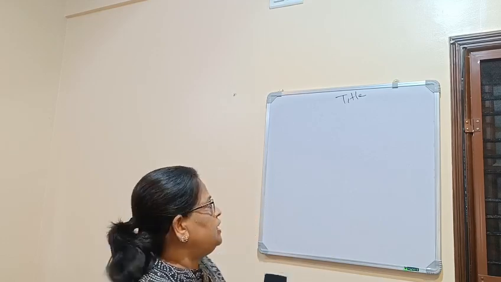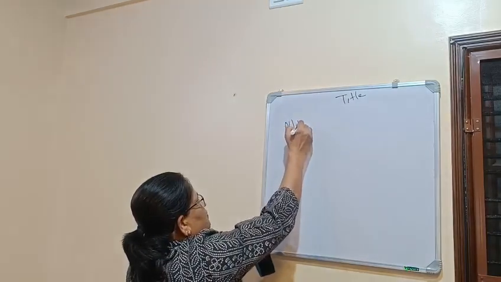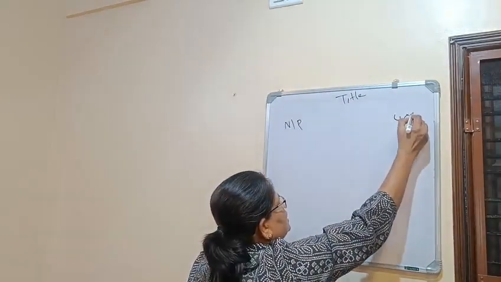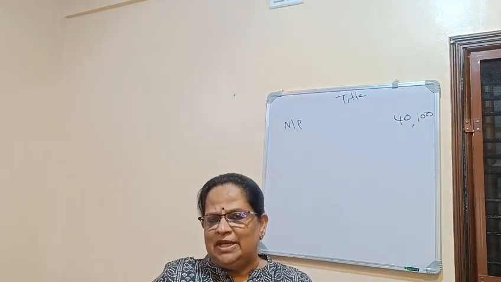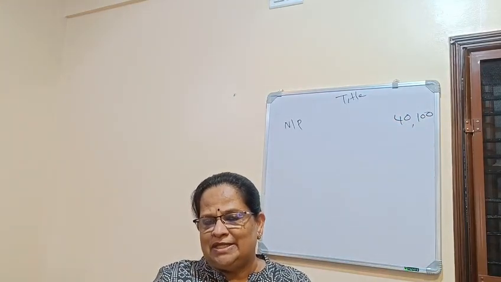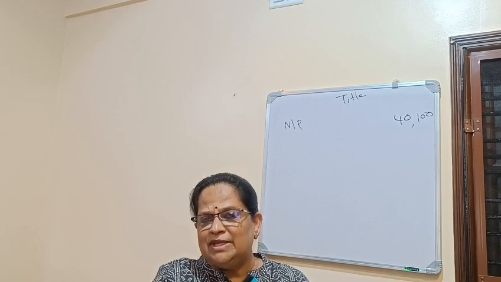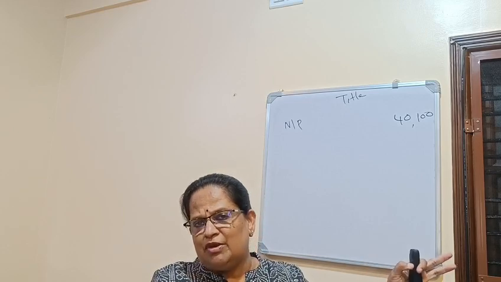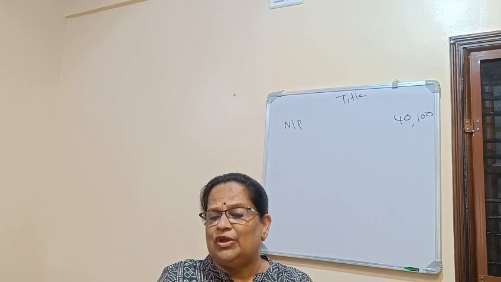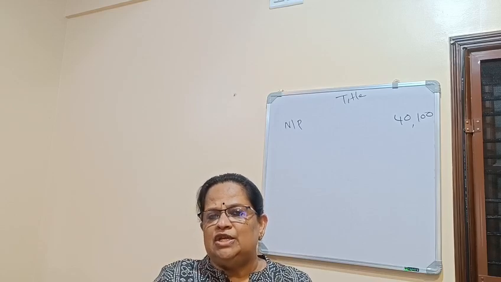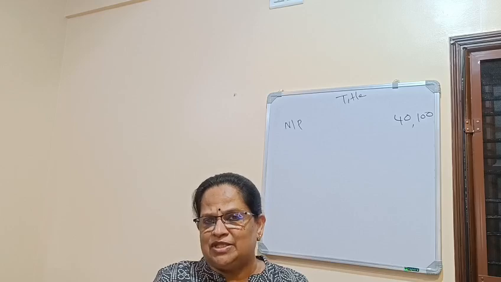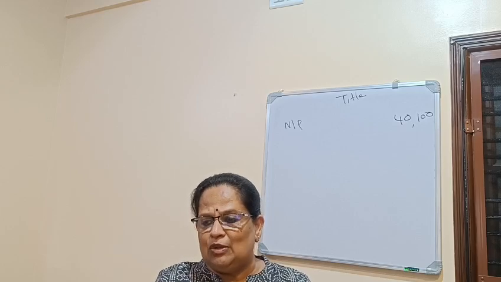So here we will start with the net profit for the year, 40,100. I told you, usually the assessee will try to reduce the income, so they have to pay less tax. So when we recalculate, sometimes it will be less than the net profit he has claimed, but in most cases it will be more than the net profit shown by the assessee. So it will be beneficial to the income tax department. That is why we are recalculating.